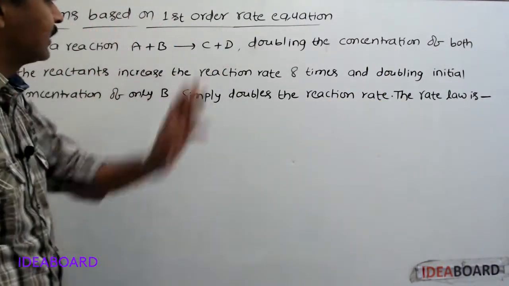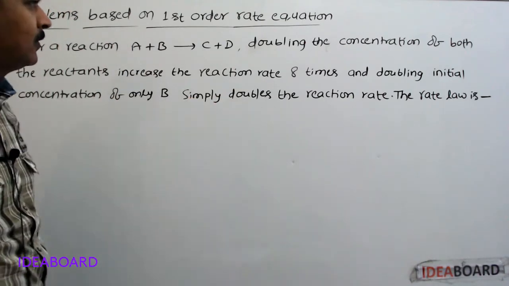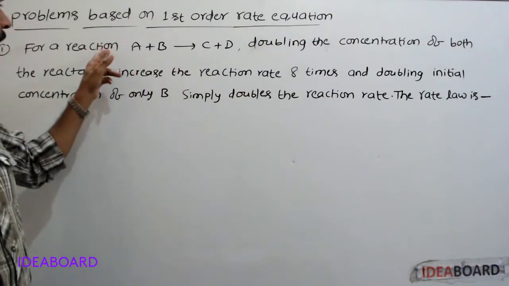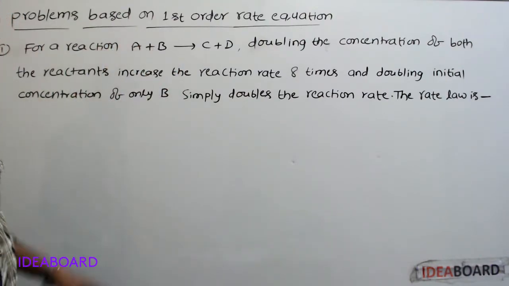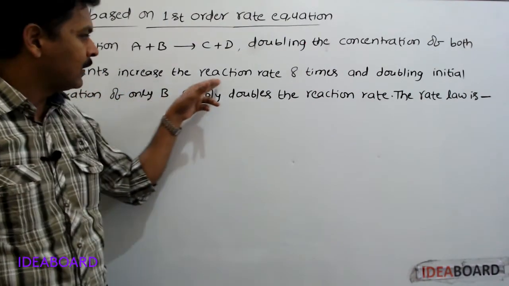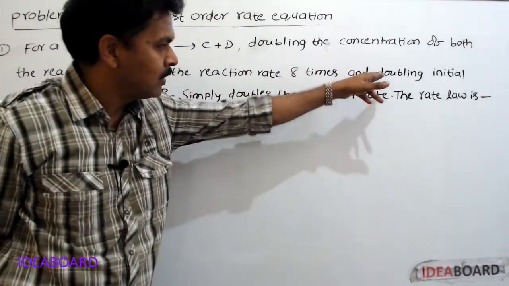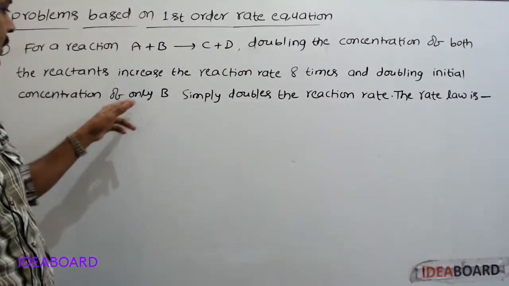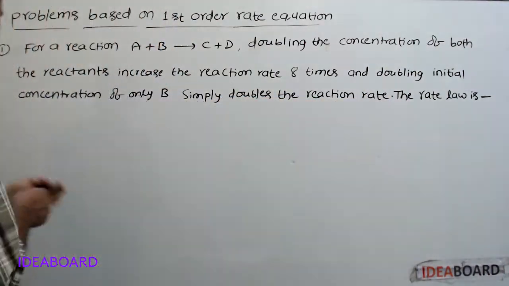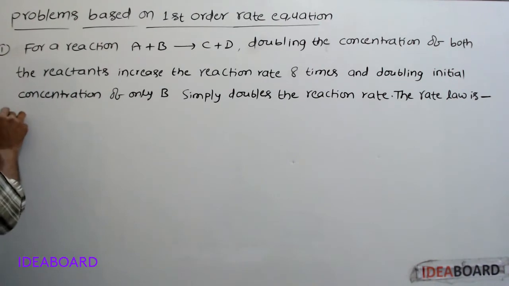This is the given reaction. In this given reaction, directly by seeing the equation, we cannot write the rate law. Given that doubling the concentration of both the reactants increases the reaction rate 8 times and doubling the initial concentration of only B simply doubles the reaction rate. The rate law is... This is an important model problem.